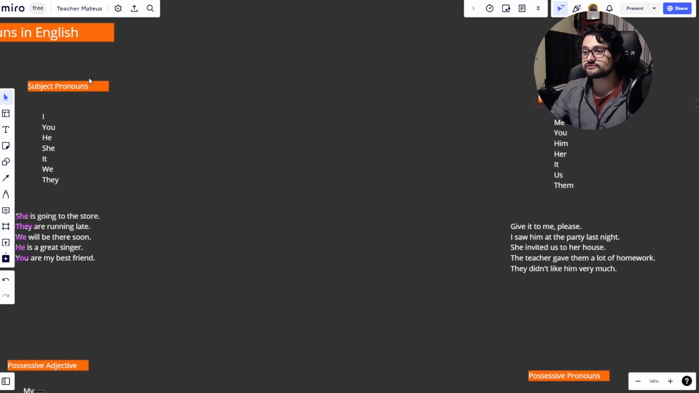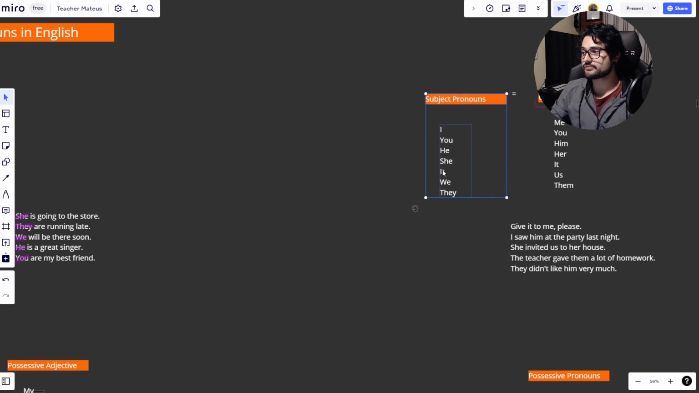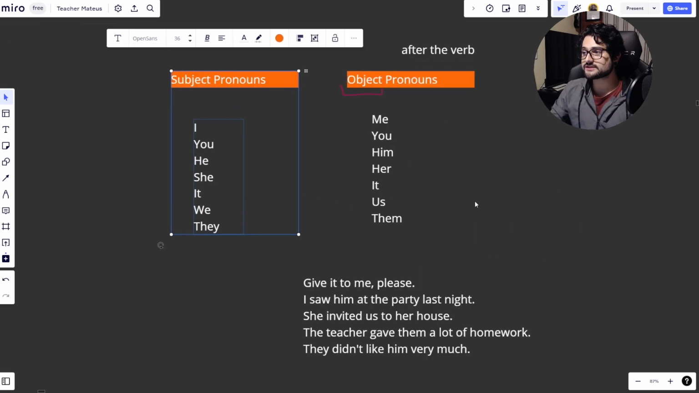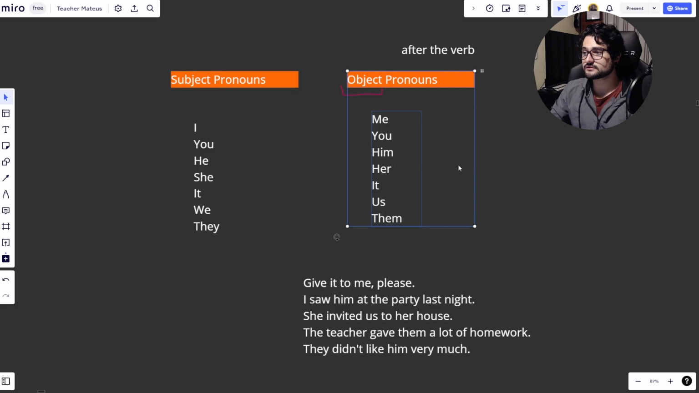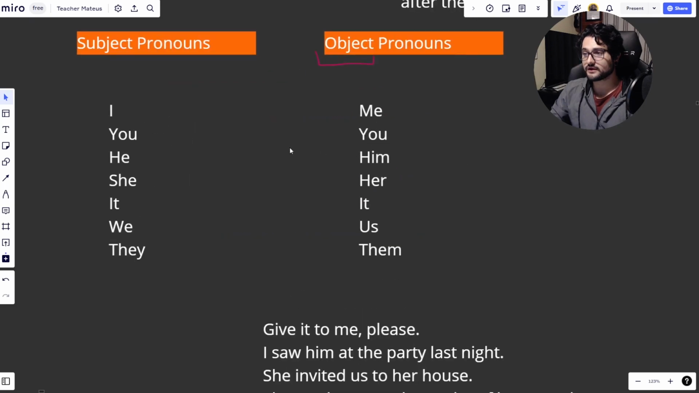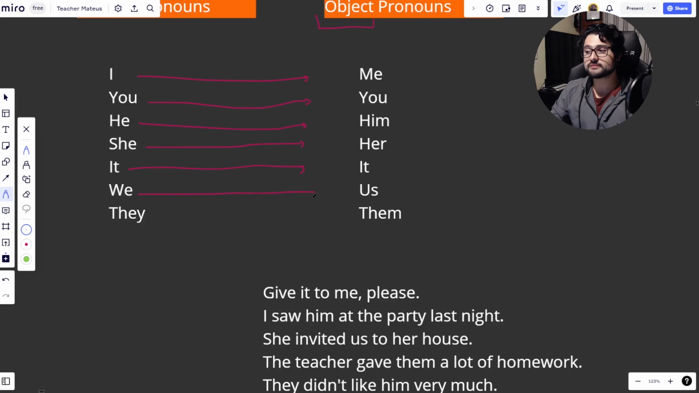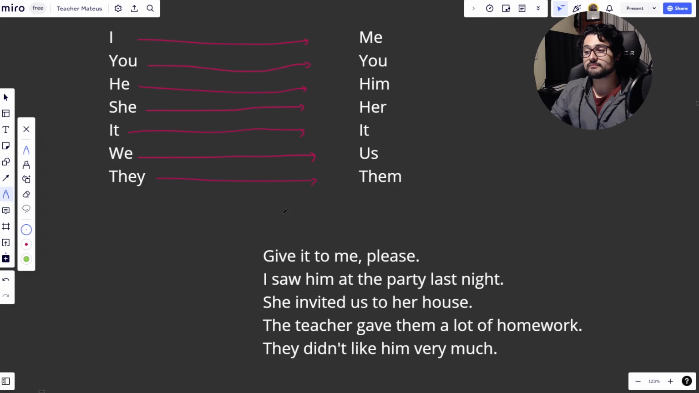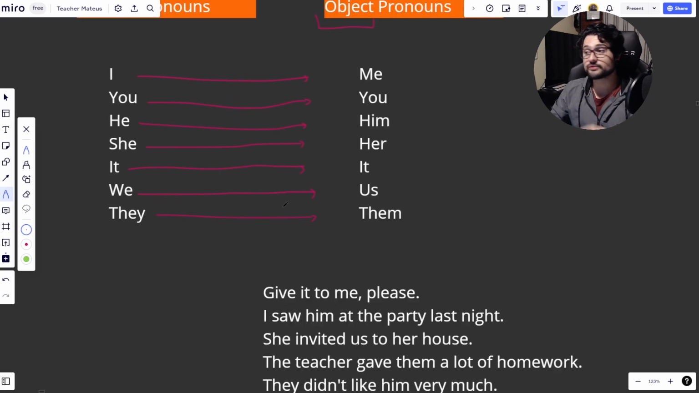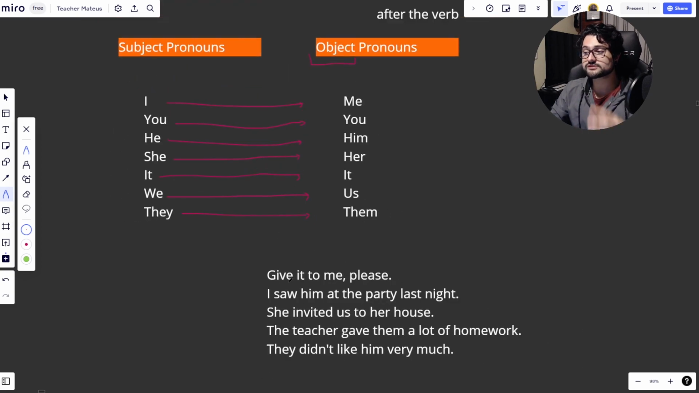Compare these with the subject pronouns. Let's bring them here. So we see that I becomes me, you stays you, he becomes him, she becomes her, it stays it, we becomes us, and then they becomes them. Let's see some examples of the object pronouns.